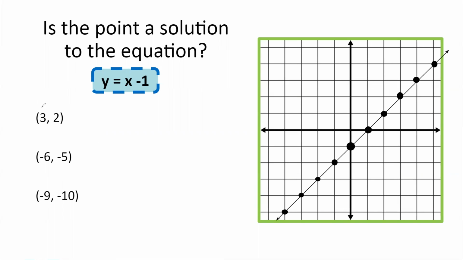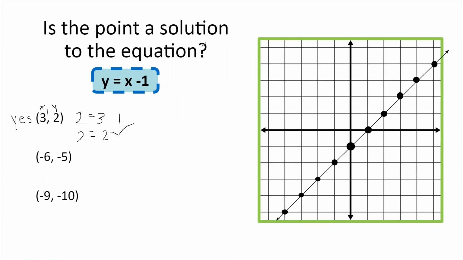So I have x is 3 and y is 2. Remember, points are always written as x comma y. I'm taking this equation here, and my y is 2, so I'm going to write 2 equals, my x is 3, and then minus 1. Well, I know 3 minus 1 is 2, and since 2 equals 2, that's a true statement, which means that it is a solution. So I'm going to write yes.